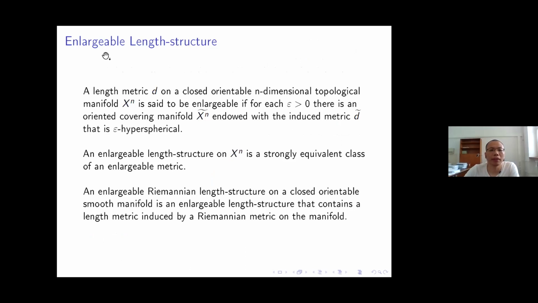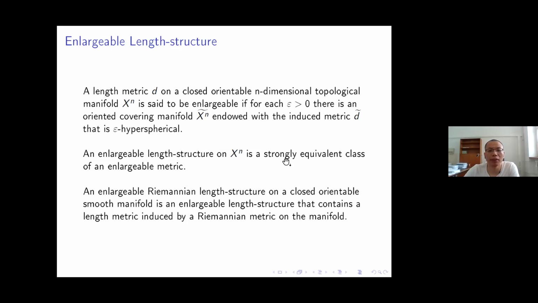So now the definition given is the enlargeable length structure. A length metric D on a closed orientable n-dimensional topological manifold is said to be enlargeable if for each positive epsilon, there is an oriented covering manifold endowed with the induced metric D tilde that is epsilon-hypersphere. An enlargeable length structure on Sn is a strongly equivalent class of an enlargeable metric.